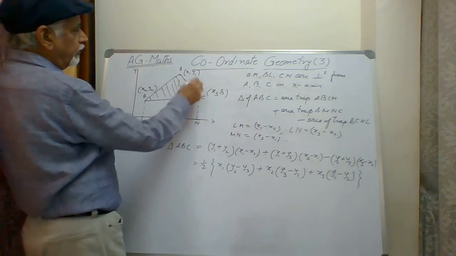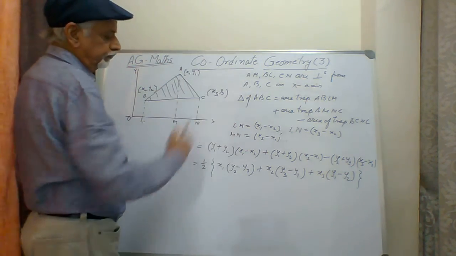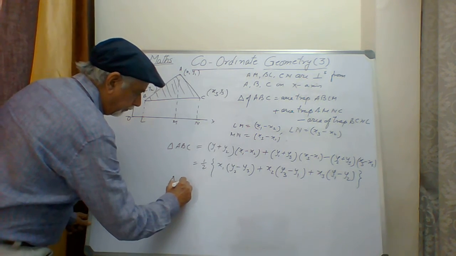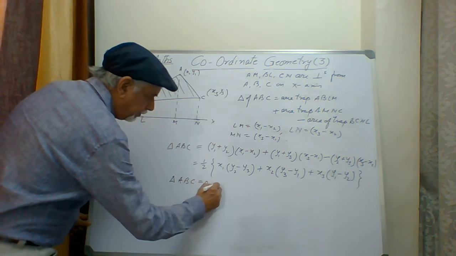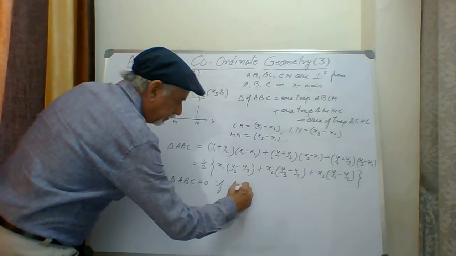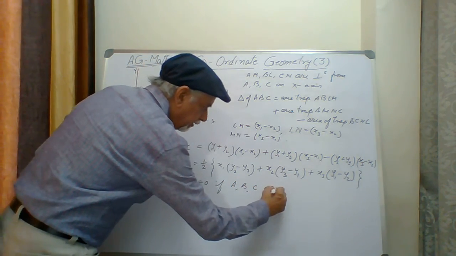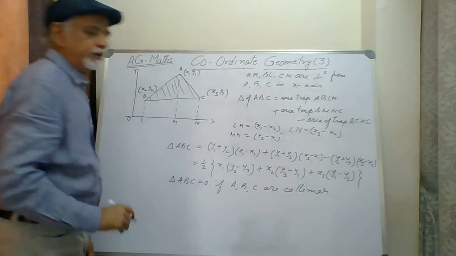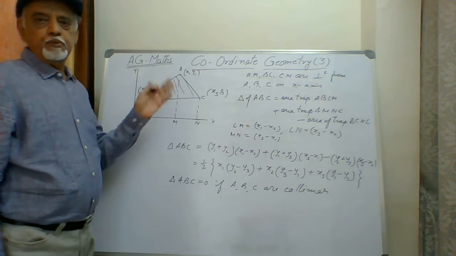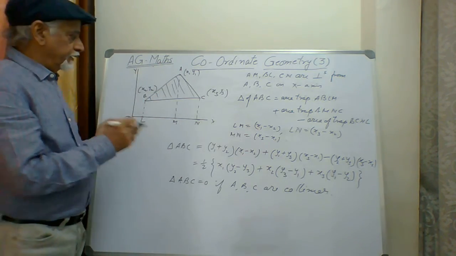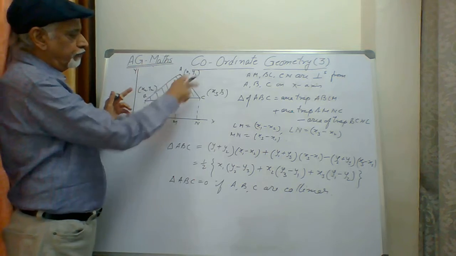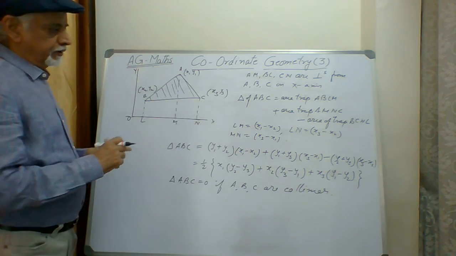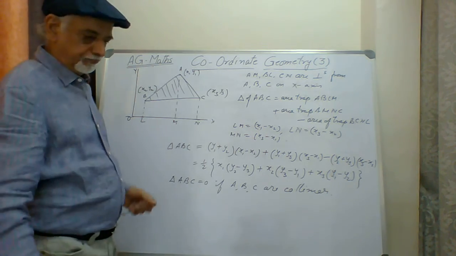If A, B and C are all in the same line, then the area of this triangle will be equal to 0. Area of ABC is 0 if A, B and C are collinear. That is also very important to remember. If you have to prove that these 3 points are collinear, that means the area of the triangle formed will be nothing. It will be 0. Correct? So this is about the area of a triangle.